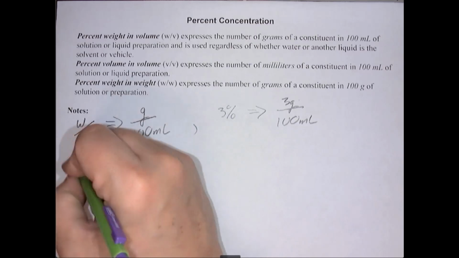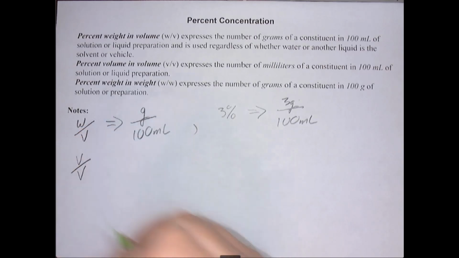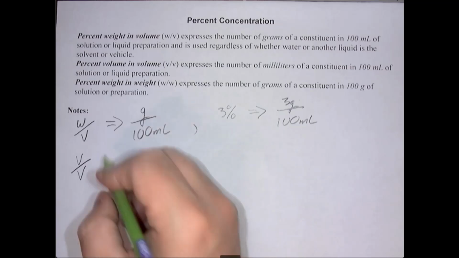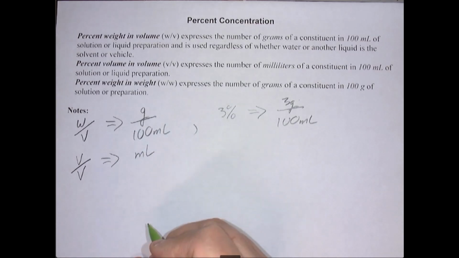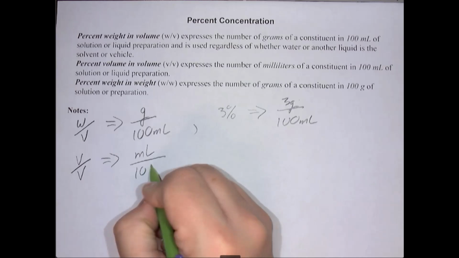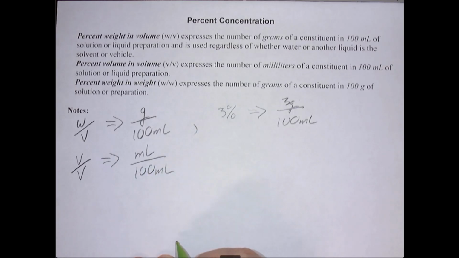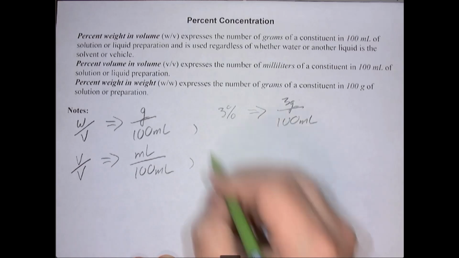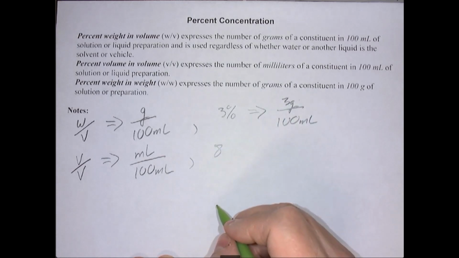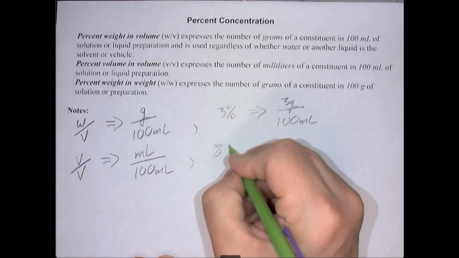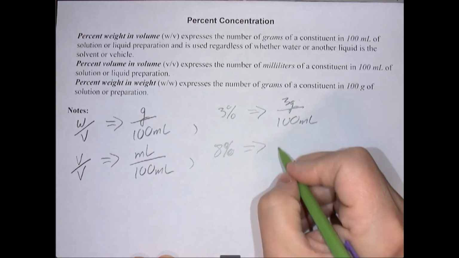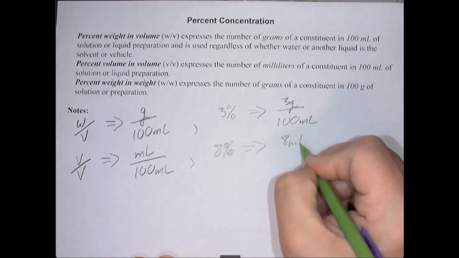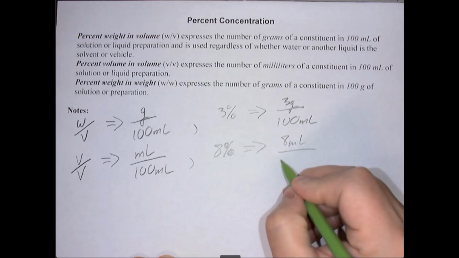Okay, so what about volume over volume concentration? That basically means the number of milliliters of constituent per 100 milliliters of the total solution. So an example might be, let's say you have a solution that has an 8% concentration of the constituent. So that means 8% would translate into 8 milliliters of the constituent per 100 milliliters of the total solution.